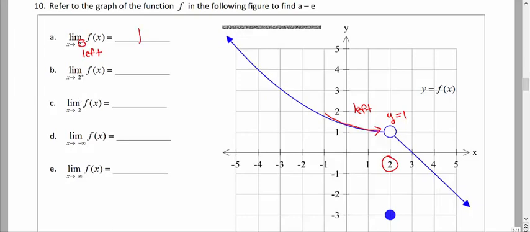Part B, we're looking for the limit as x approaches 2, and we have a positive sign to the top right, which means we are approaching from the right. So as we approach that target x value of 2 from the right, so let's glide along the graph from the right, it looks like we are also approaching a y value of positive 1.